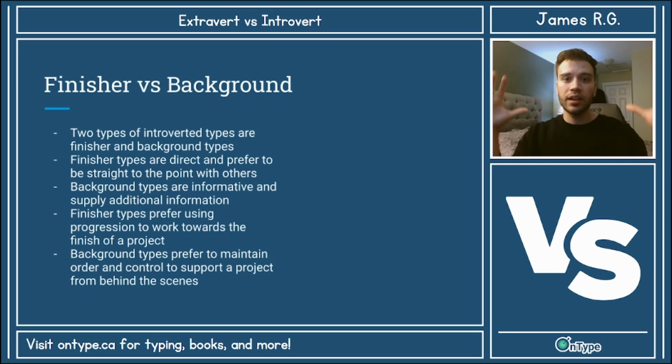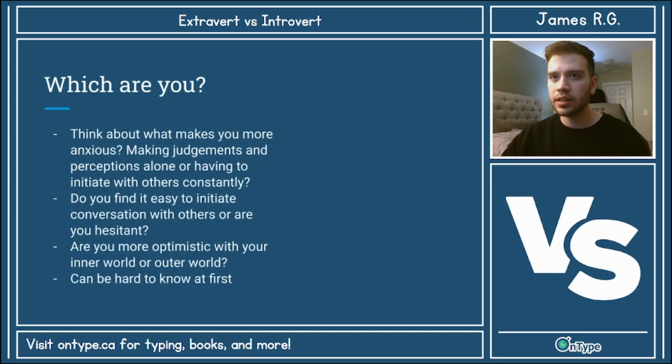One person's doing it from above, one person's doing it from below, or background types are doing it subtly from behind the scenes, whereas structure types are leading the charge in the front. So whether or not that analogy works for you, I'm not sure, but basically these types share a lot of those similarities. So which are you? Which of these 4 different interaction styles are you?